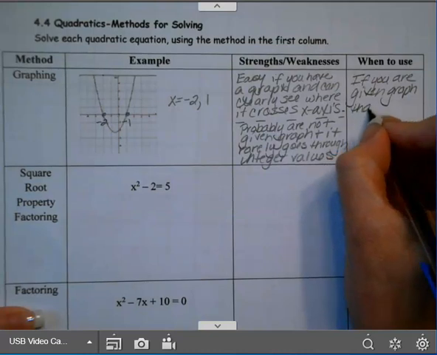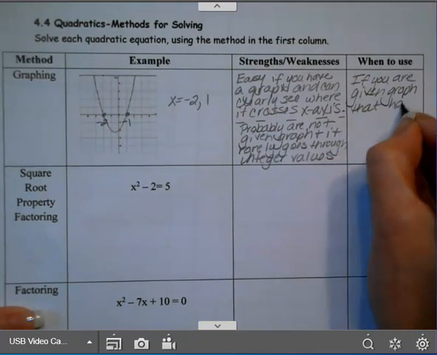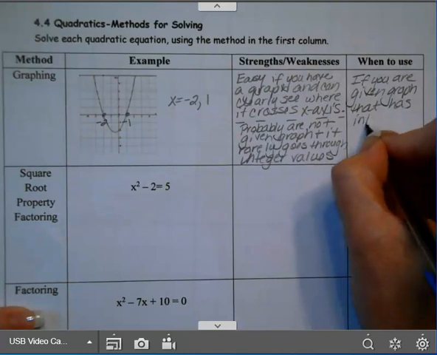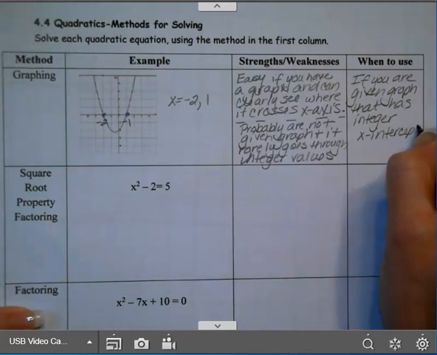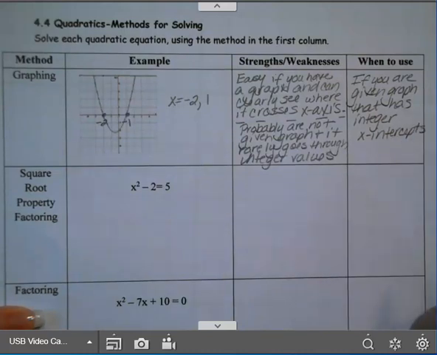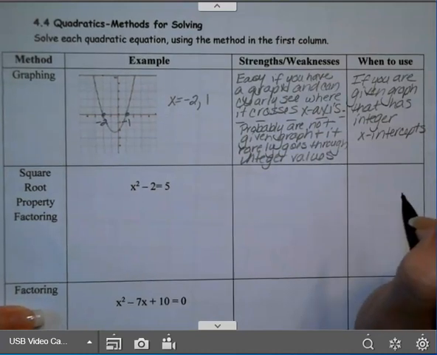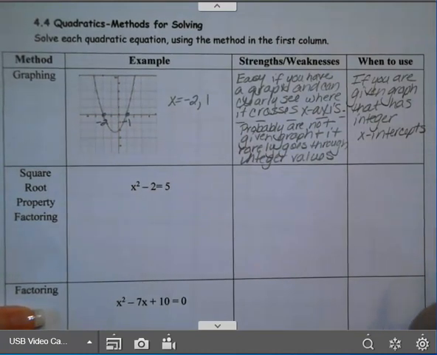That has integer x-intercepts. If it goes between integers, you really can't tell exactly what fraction it is, so that's not the best method to use.